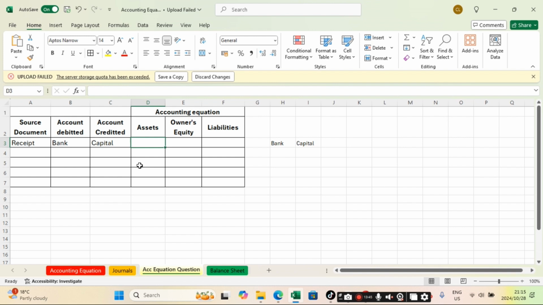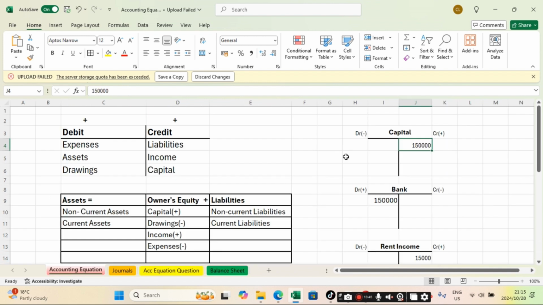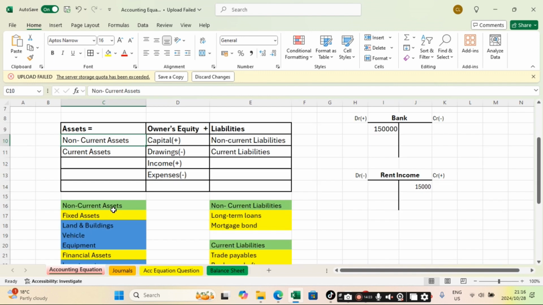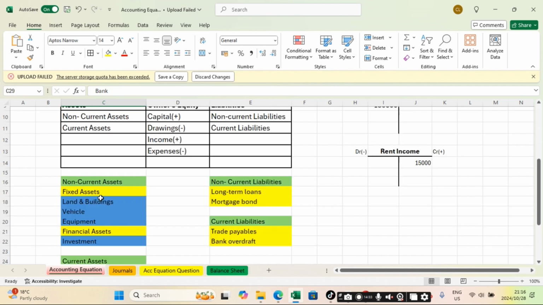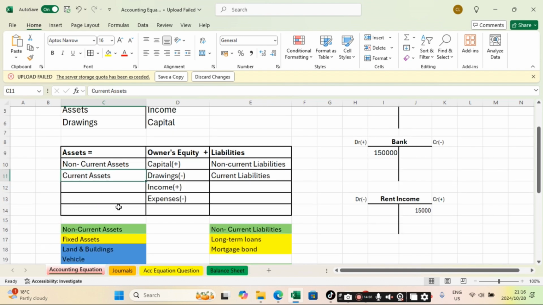Now we're going to our accounting equation. We know these are the 2 accounts that will be affected, so we'll start with our bank account. Is it an asset, owner's equity, or liability? Our bank account forms part of our assets. How do we know that? Under our assets we have cash and cash equivalents, and under cash and cash equivalents we have our bank account. So it forms part of our assets.